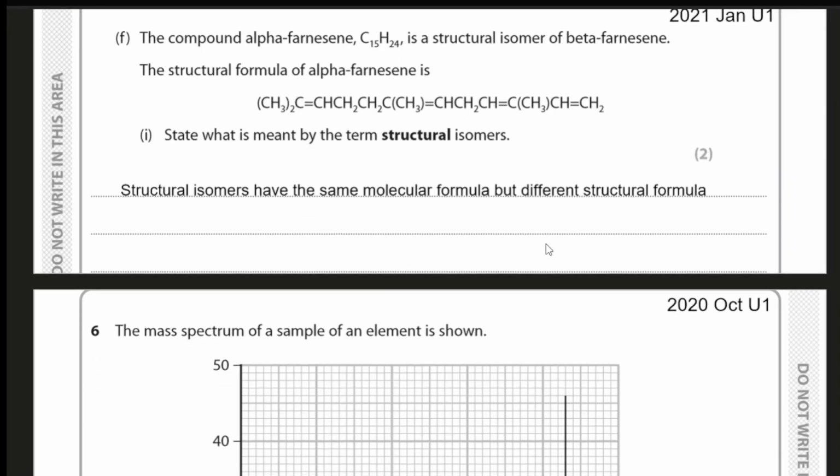Moving on, the compound alpha farnesene, C15H24, is a structural isomer of beta farnesene. Again, this asks what we meant by the term structural isomer. Well, structural isomers have the same molecular formula but different structural formula. This is very easy. They have the same molecular formula, it's just that the structural formula will change, nothing else. Maybe the CH2 might come there and the CH3 might go there.